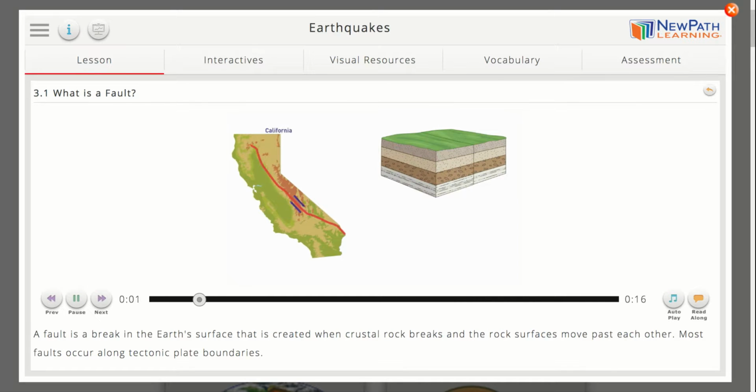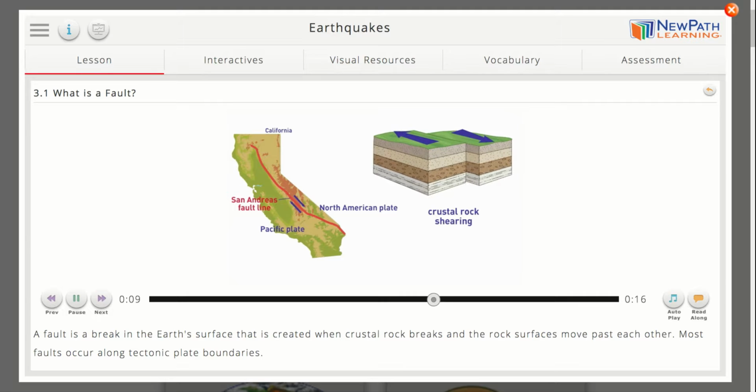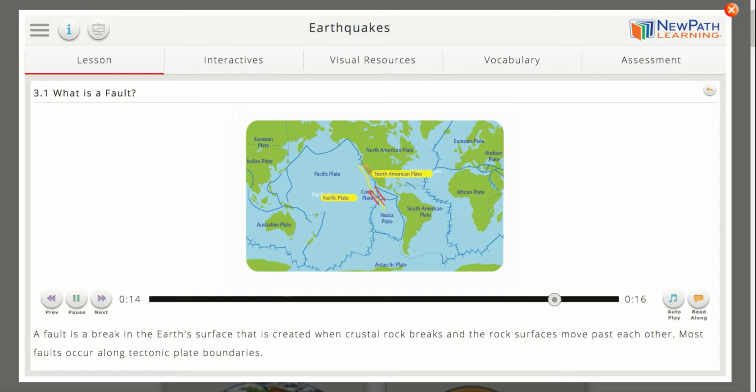Faults in the Earth's crust. A fault is a break in the Earth's surface that is created when crustal rock breaks and the rock surfaces move past each other. Most faults occur along tectonic plate boundaries.